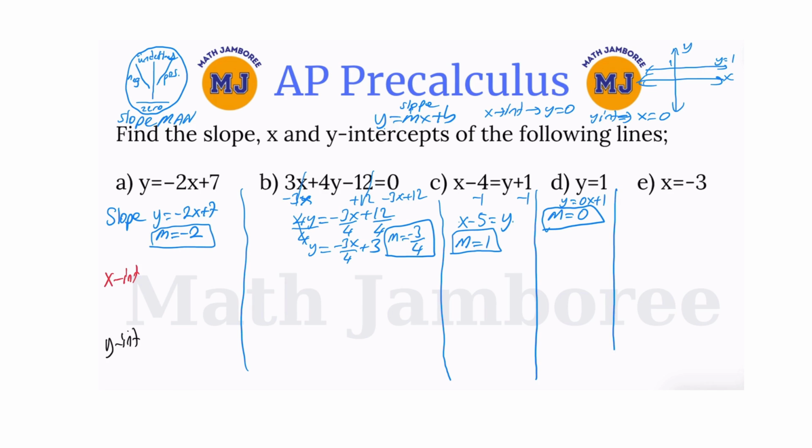For E, x equals negative 3. This is going to be a vertical line. Negative 3 is here. And there is no y. If it's a vertical line, in this case, if there is no y, we call this undefined. If the line is exactly vertical, the slope of that line is undefined. So the slope is undefined.